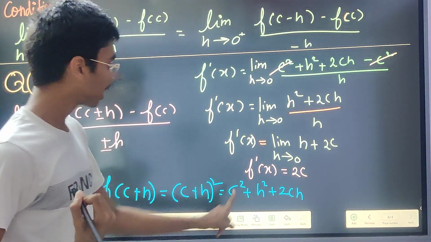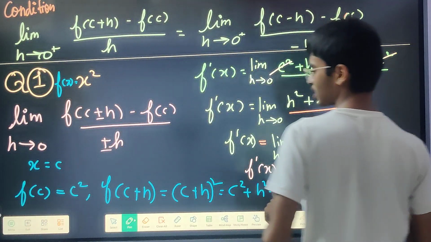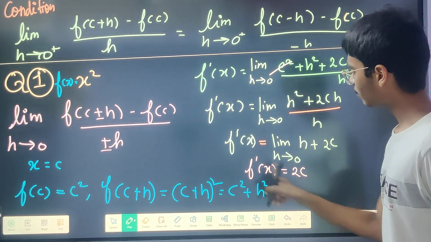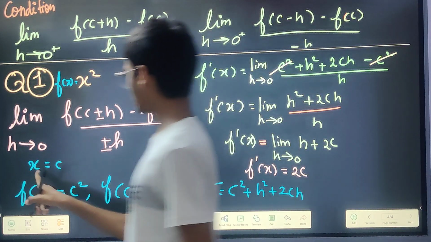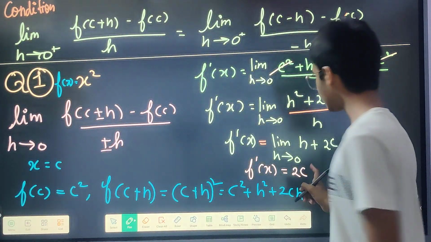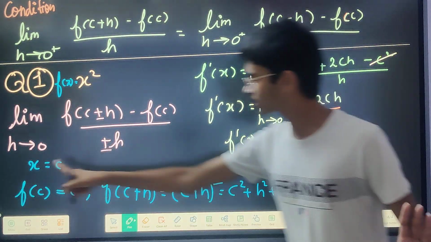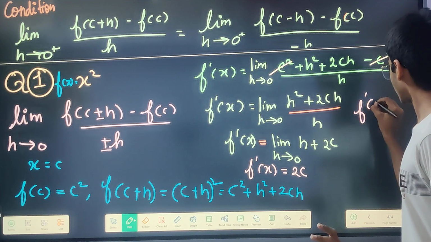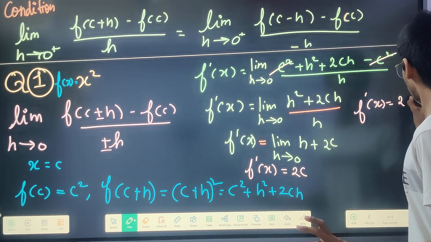That means, what is f dash x? The differentiated value of the function. What is the function? The function is x square. In place of c, I'm going to put x, both are the same. So f dash x is equal to 2x.